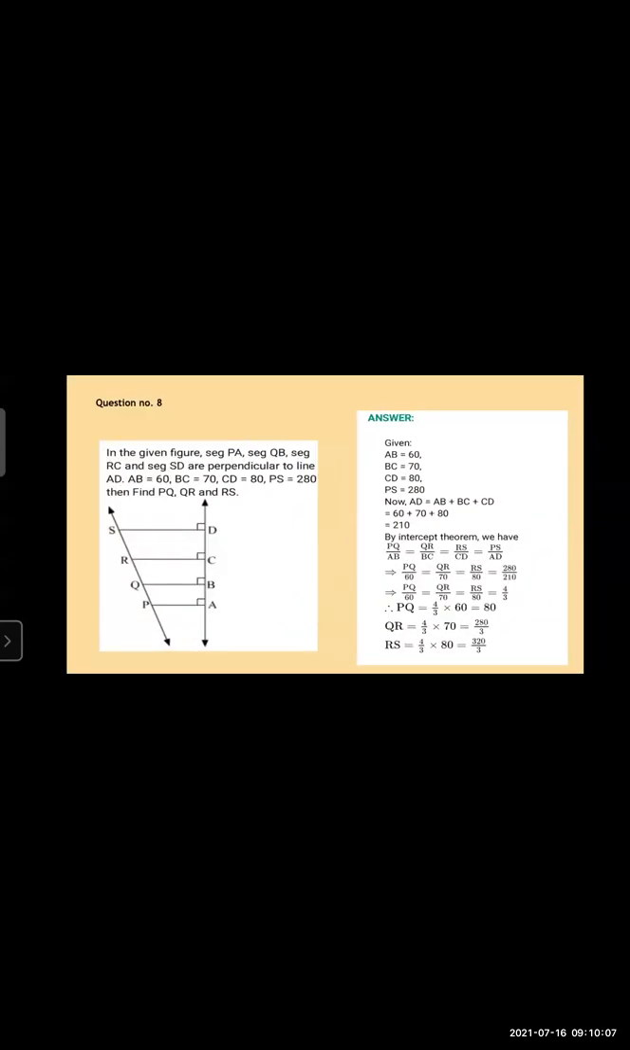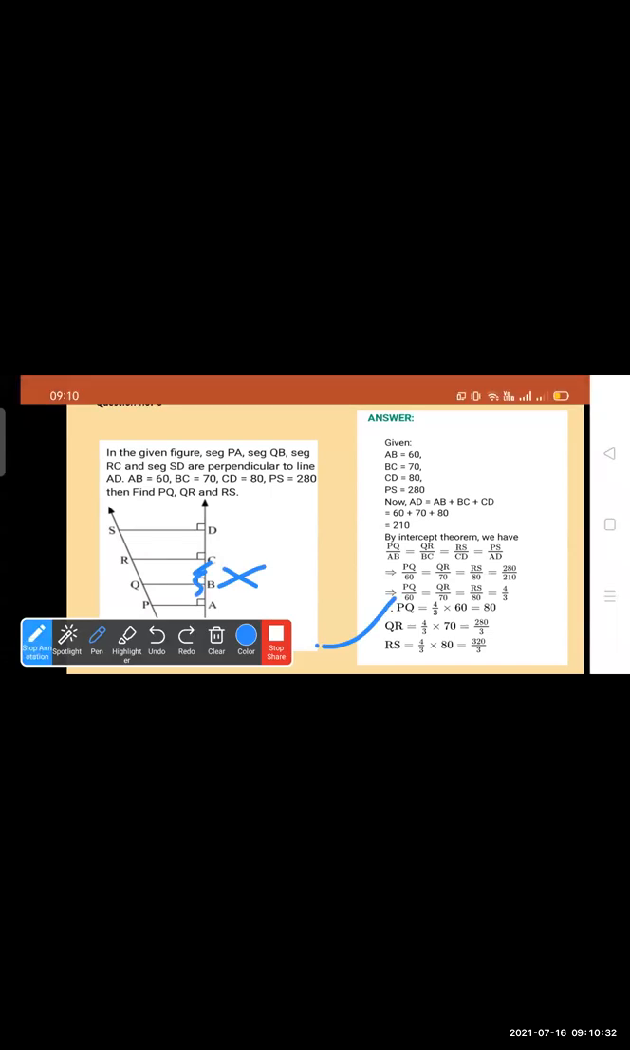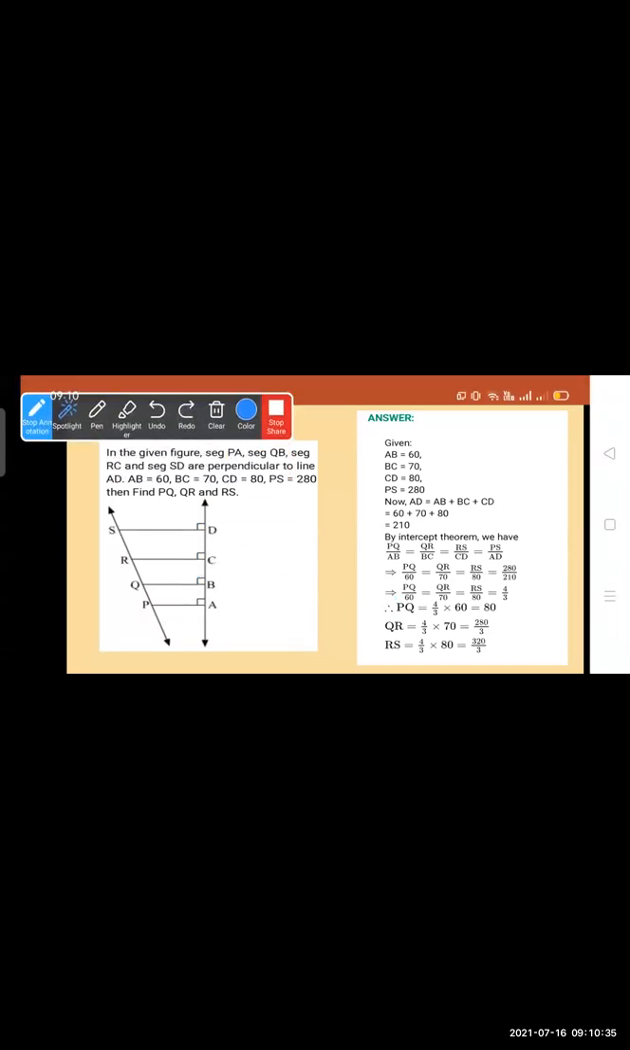Now continue with question number 8. Listen carefully. In the given figure, segments PA, QB, RC, and SD are perpendicular to the line AD. So here four segments are given, and these four lines PA, QB, RC and SD are perpendicular to the one line AD. So here is 90 degrees.